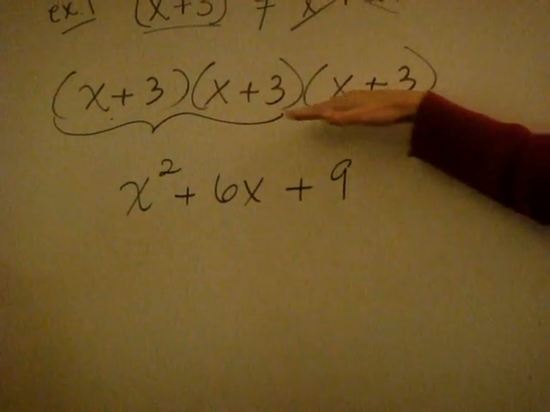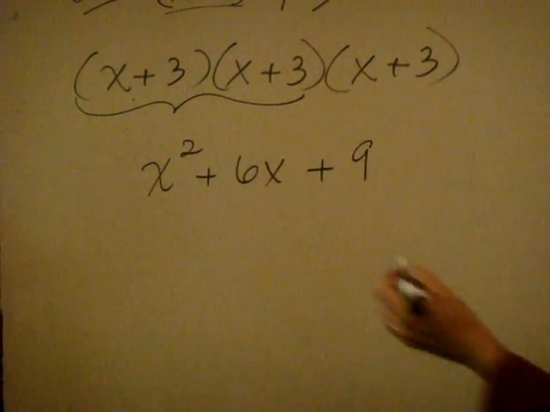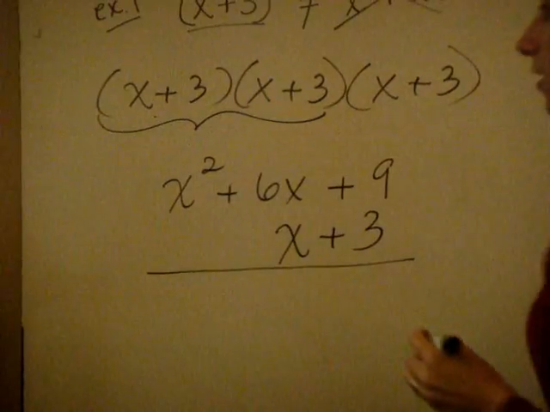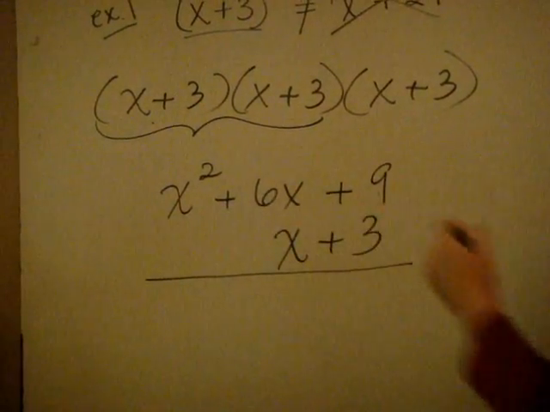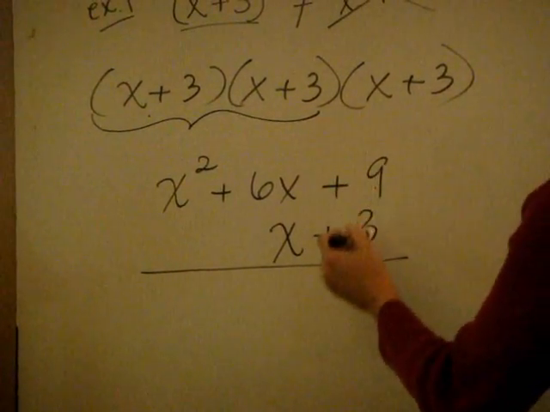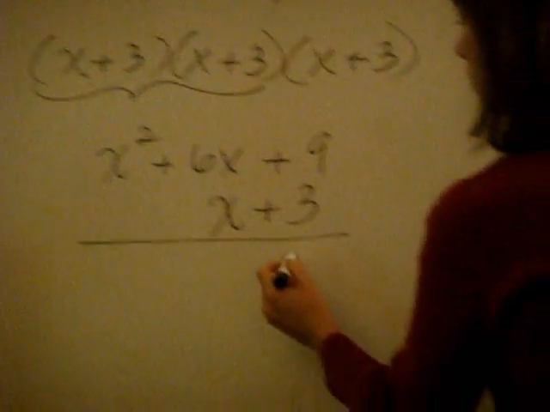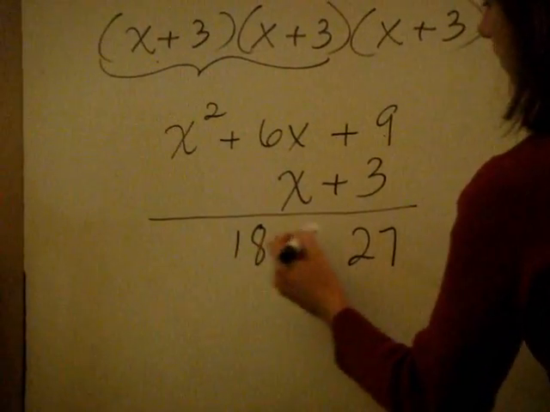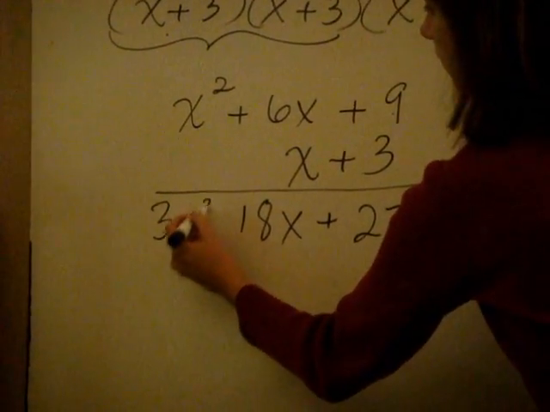We still need to take the product of these 2 times this one. So I'm going to do the method where you just line it up underneath. We did this earlier in the year. The other way is you can take x times all of these and 3 times all of these, but I'm going to do it the vertical way. So we're going to take 3 times each one of these, in case you forgot how to do this. 3 times 9 is 27. 3 times 6x is 18x. 3 times x squared is 3x squared.